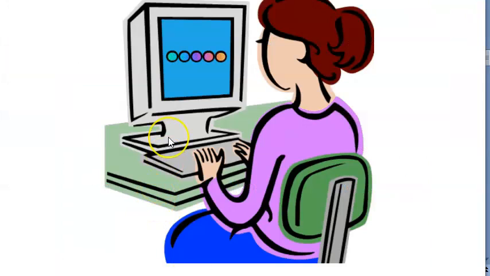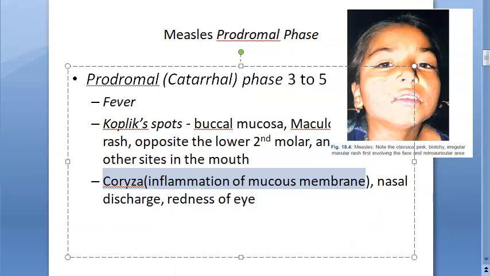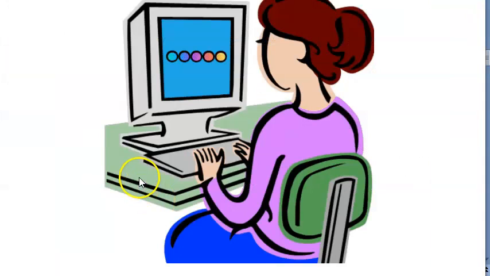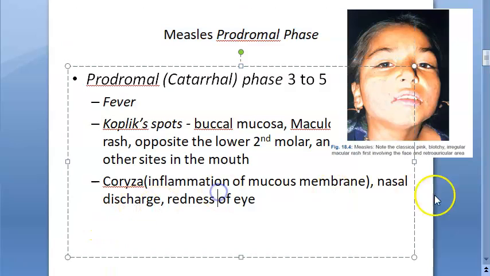Guys, what are we looking at? Prodromal phase of what? Of measles. Okay. Coryza and nasal discharge, redness of eye. Okay, this already we told you. Redness of eye, conjunctivitis can be there in prodromal phase. So viruses in the prodromal phase, it is affecting what and all, guys? Buccal mucosa, eye, conjunctivitis, it can cause red eye. Then what else? Nasal discharge, fever, all this will be there.